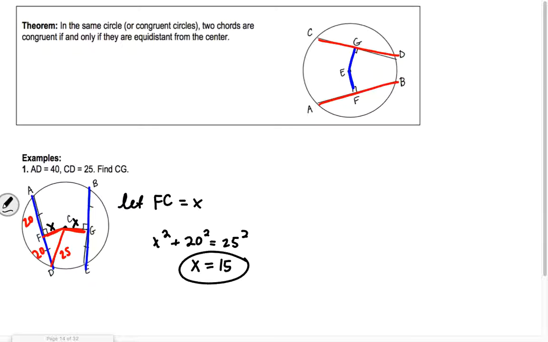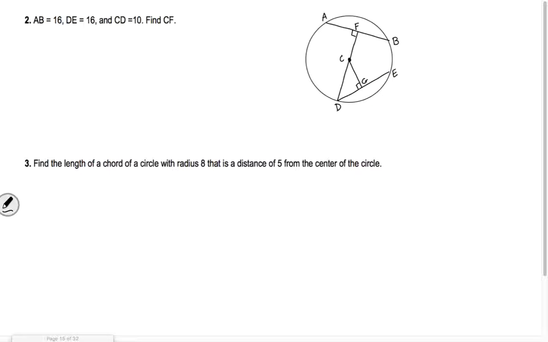All right, is this making sense so far? Do you guys feel pretty good with this? Okay. So AB is 16, DE is also 16, and CD is 10. Find CF. Be careful. This is 10, but this other one, CF, is not 10. Do you guys see how it doesn't go all the way to the edge of the circle? Sometimes we need to find other radii to draw in. This is a little trick with circles. You'll see this a lot. So we're going to draw this radius over here so that we can find CF.